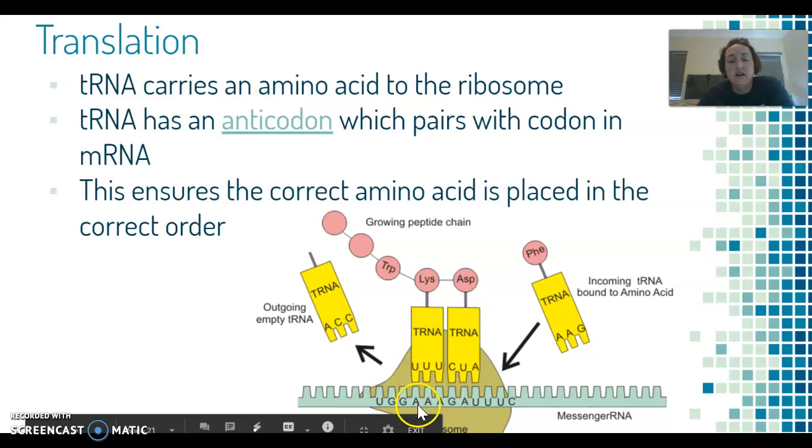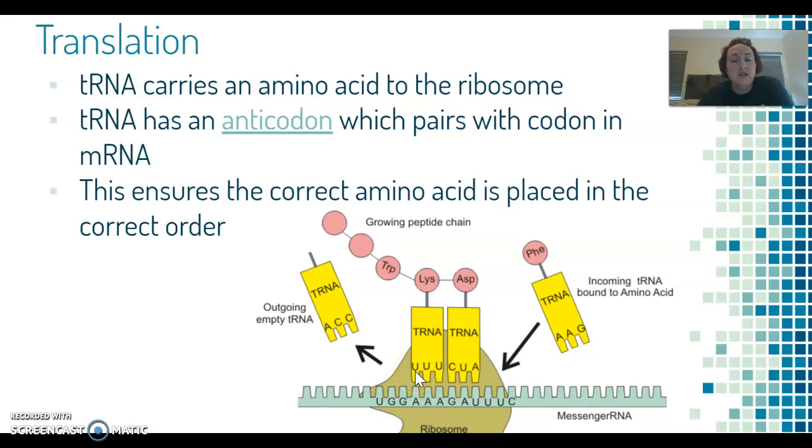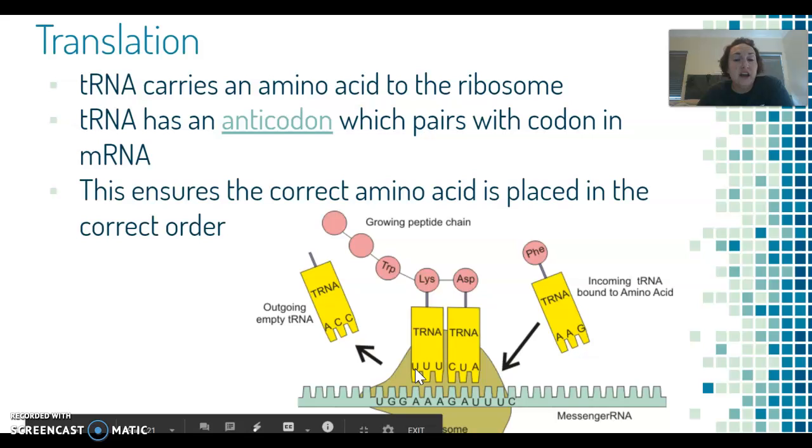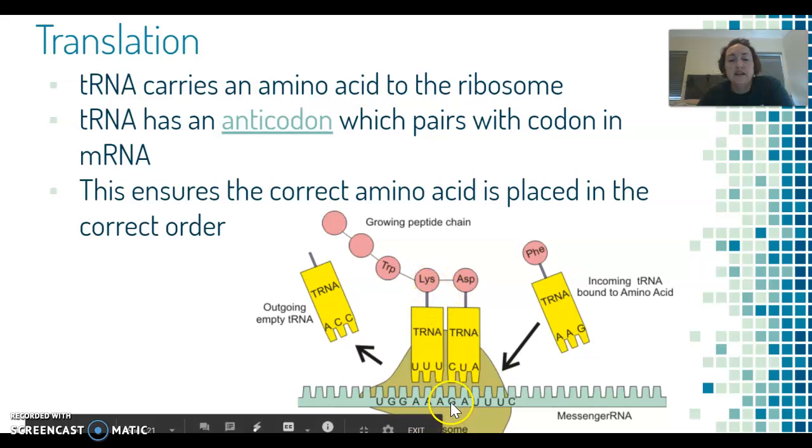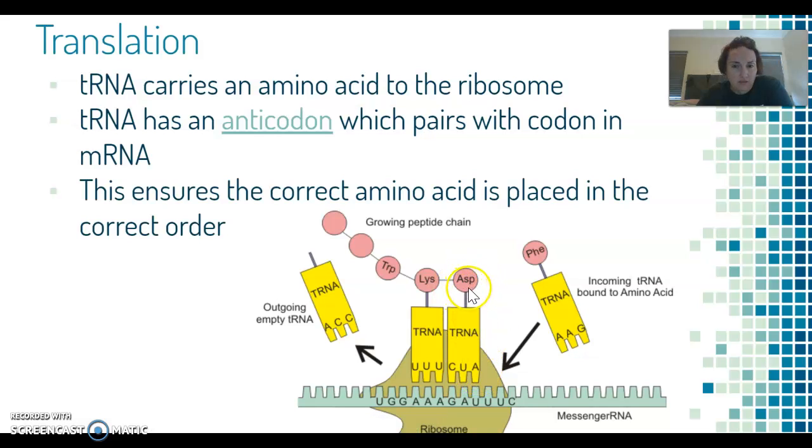So if you look down here where it says AAA, that means that the tRNA, and remember this is RNA and not DNA, we're going to match every A with a U. So if this is AAA on the mRNA, then this is going to be UUU on the tRNA, okay? And then that mRNA codon is actually the code for lysine, which is this amino acid. If we look at this next one, it's GAU on the messenger RNA, but on the tRNA it's going to be CUA. And that is going to be this amino acid right here.